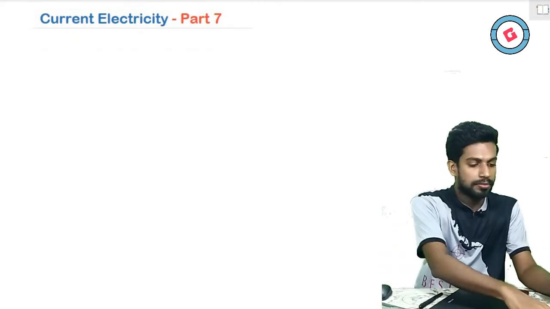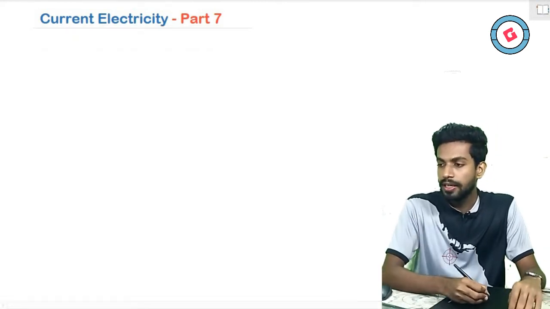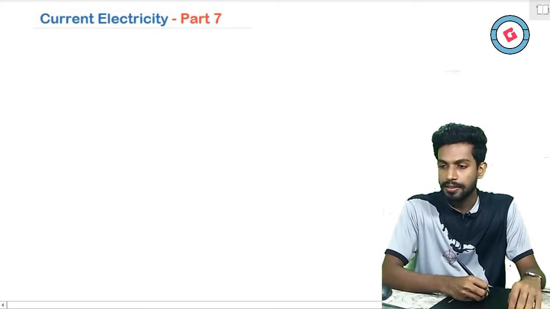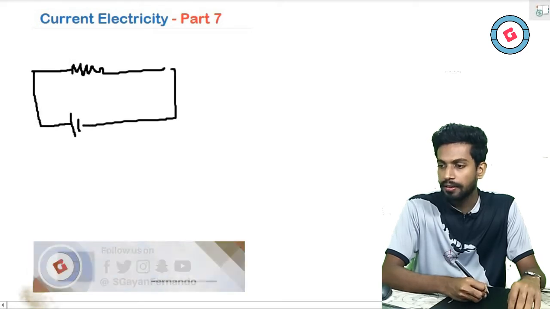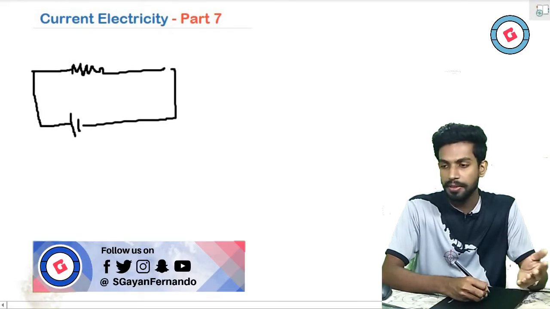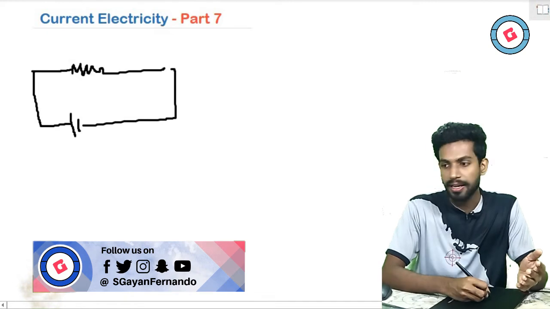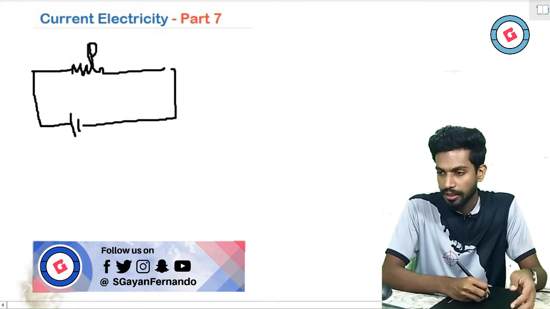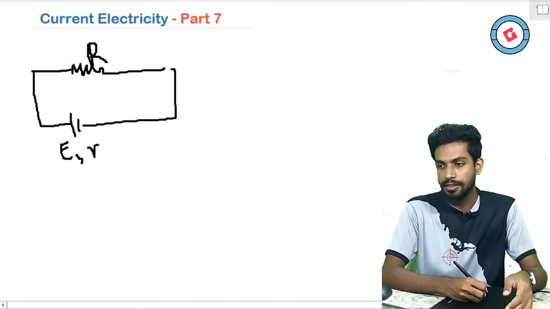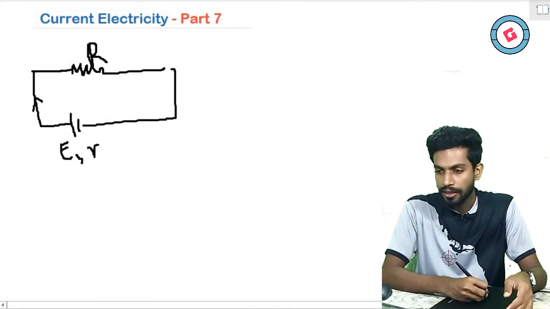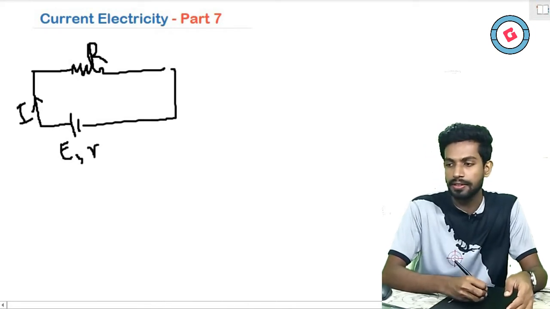And next we are moving into finding the relationship between the external resistor and the internal resistor of the electric cell when the power dissipation of the load is at its maximum. So this is the load, its resistor is capital R, and this is the cell, electromotive force is E, and internal resistor is simple r.